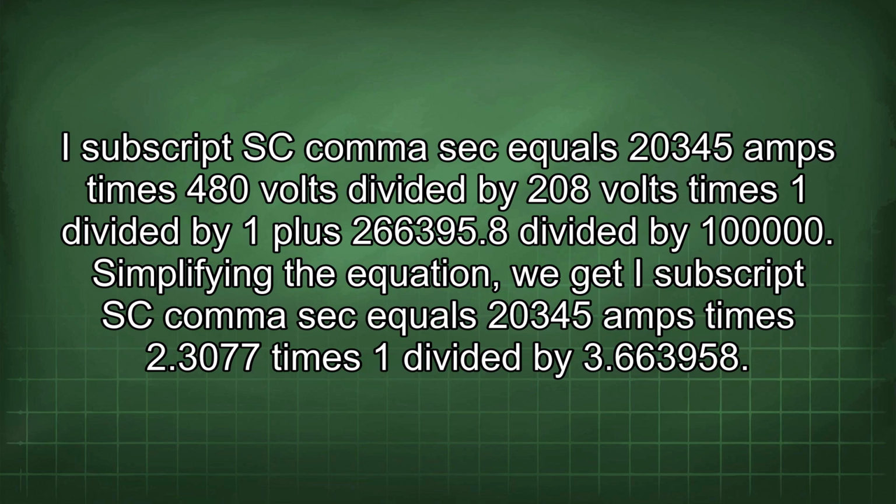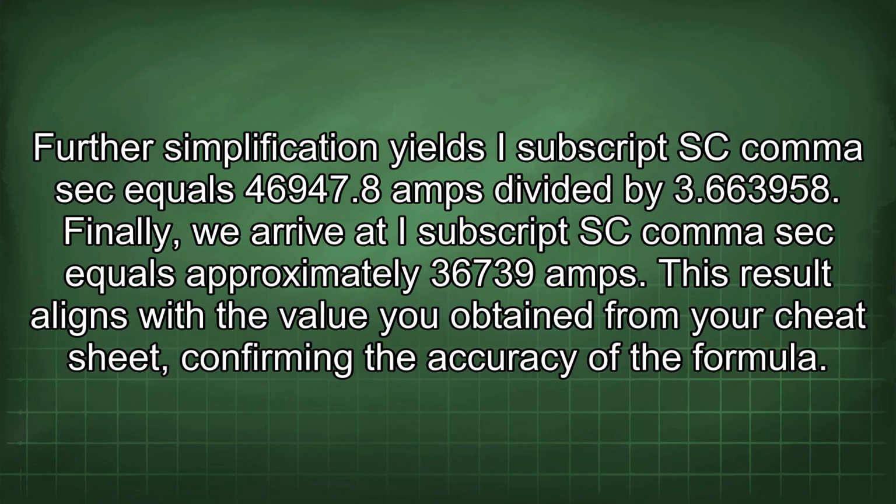Simplifying the equation, we get I_SC,sec equals 20,345 amps times 2.3077 times 1 divided by 3.663958. Further simplification yields I_SC,sec equals 46,947.8 amps divided by 3.663958. Finally, we arrive at I_SC,sec equals approximately 36,739 amps. This result aligns with the value you obtained from your cheat sheet, confirming the accuracy of the formula.